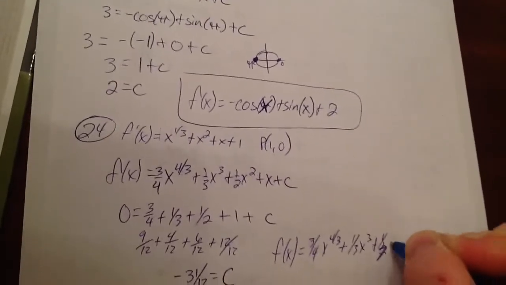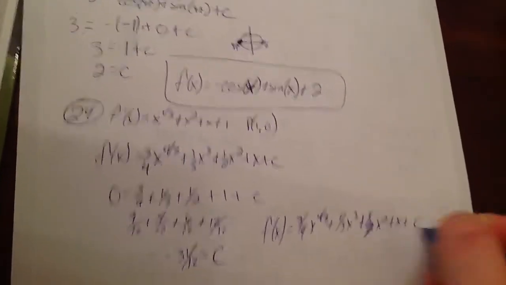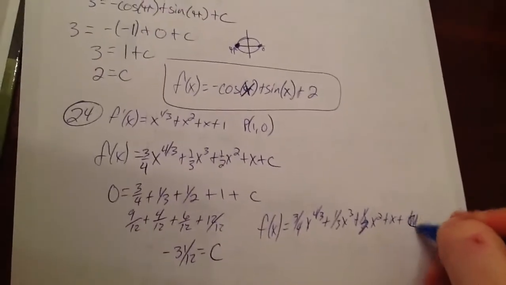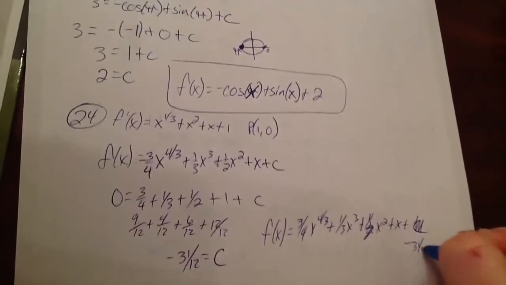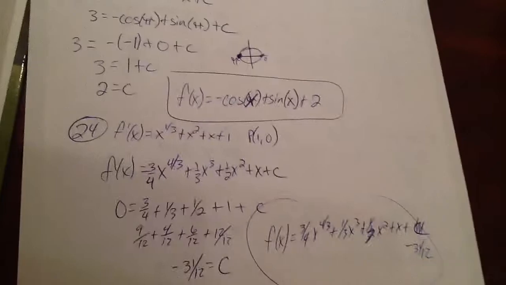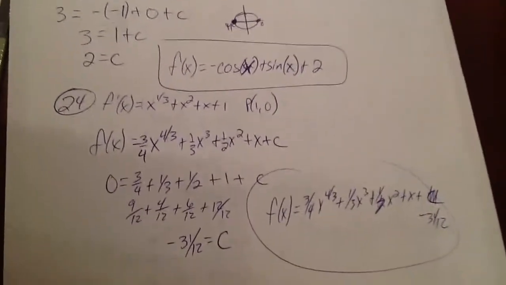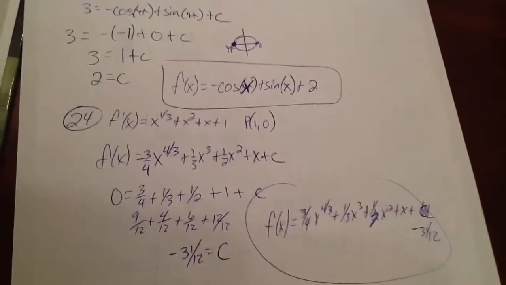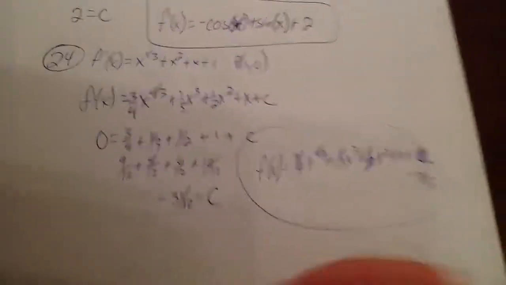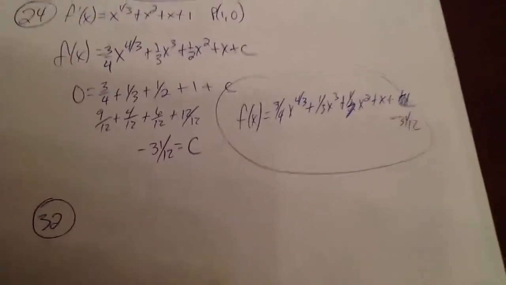Oops, what's that, half? Oh, plus C. Minus 31 twelfths. There we go. It's been a long day. What's next? Gotta keep going here. 32. This is graphing. Good, these are quick.